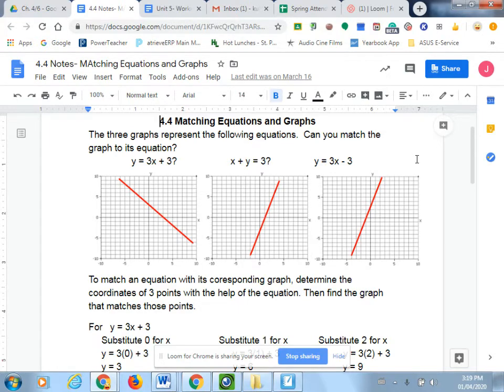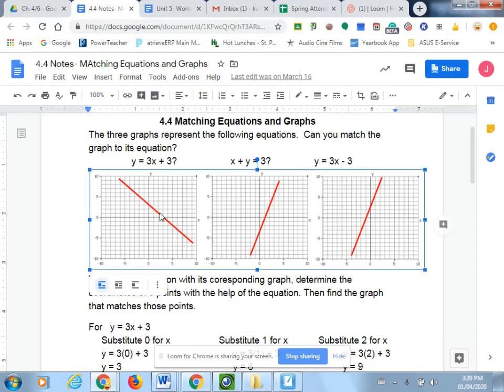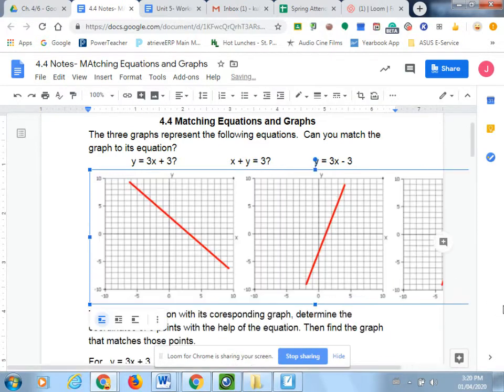The three graphs represent the following equations. Can you match the graph to its equation? When you have to match equations to graphs, you have to pick points on the graph to begin with. If I make this graph a little bit bigger, and I pick a point like (0, 3), everyone see that that is (0, 3) right there? So if x is 0, y is 3.